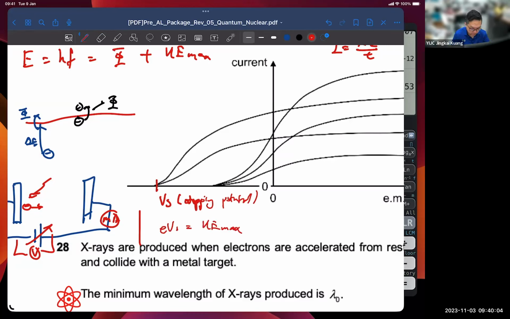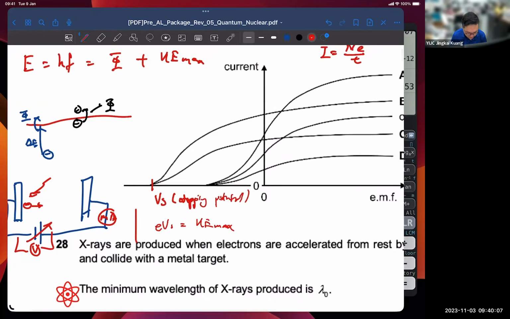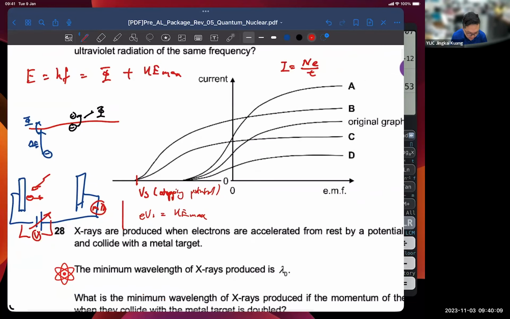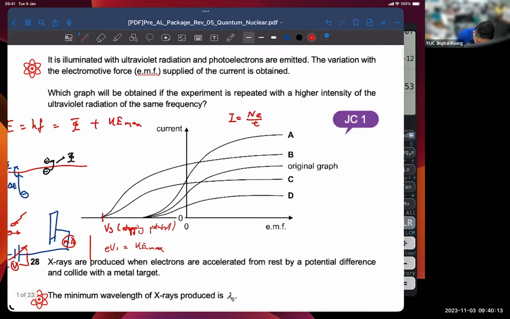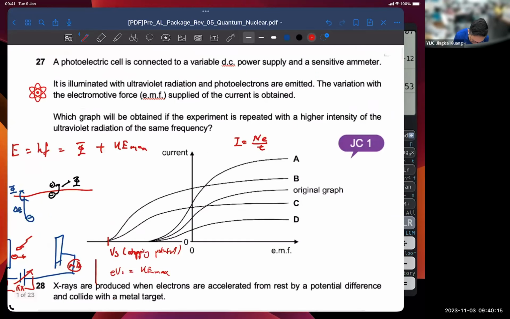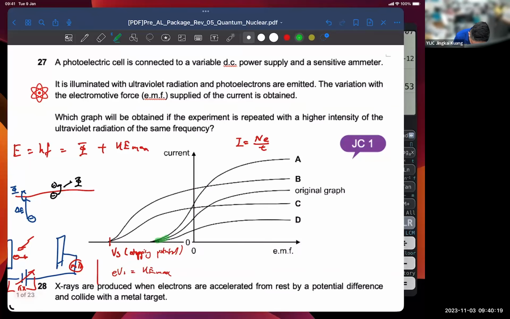So these are some of the things that will affect it lah, right? Okay, so let's look at the question now. I do the experiment and I will get this graph here. So I'm getting photoelectric effect, yeah. This is the graph currently. Now I repeat with higher density.